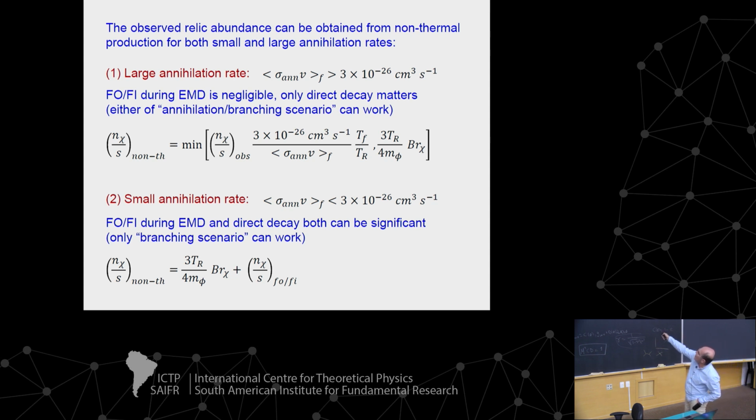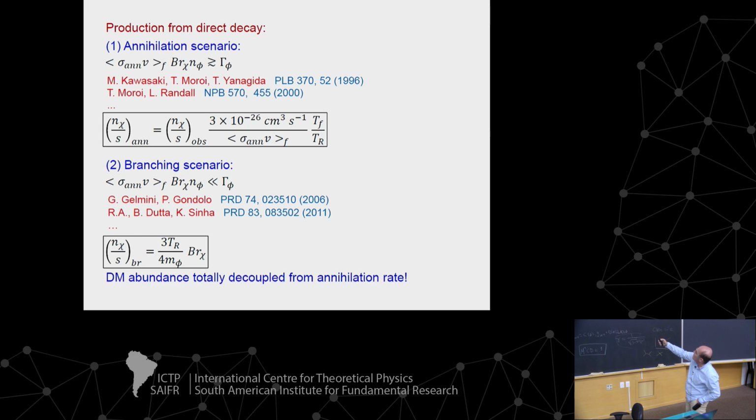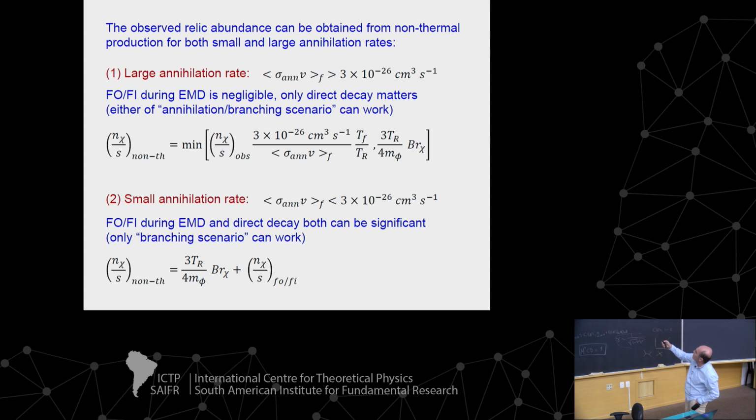In the case of a small annihilation rate, basically the annihilation scenario cannot work at all. So what we will get is whatever is produced from direct decay plus the contribution from thermal freeze-in or freeze-out. Notice that the thermal freeze-in, freeze-out contribution is very small for large annihilation rates, right? Because it is already small in a radiation-dominated universe, and if it is further diluted by the entropy release, it will be even less important. So this term is only relevant for a small annihilation rate. It is already totally negligible when we have large annihilation rates.